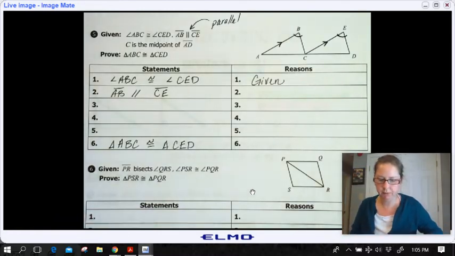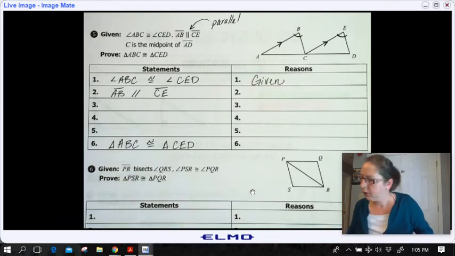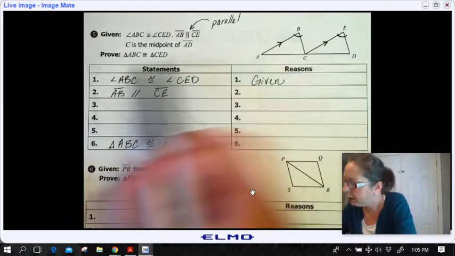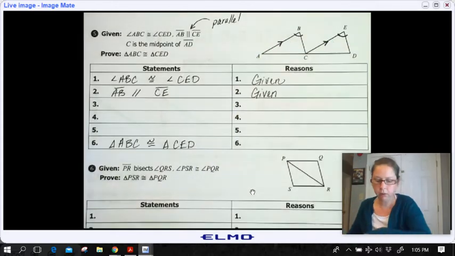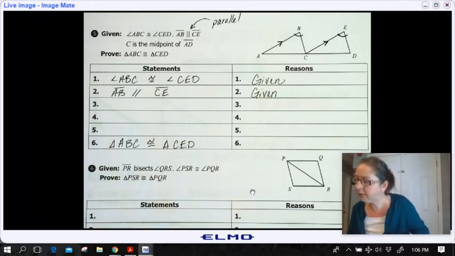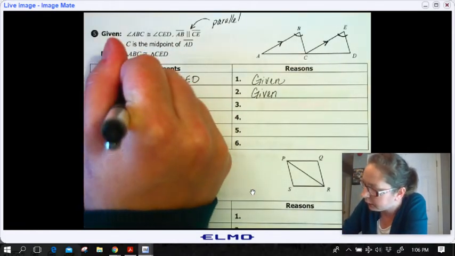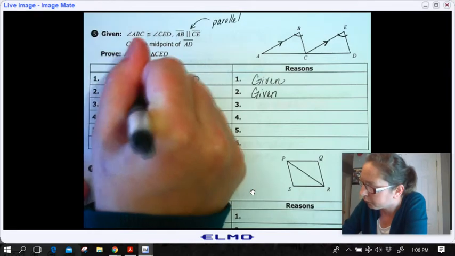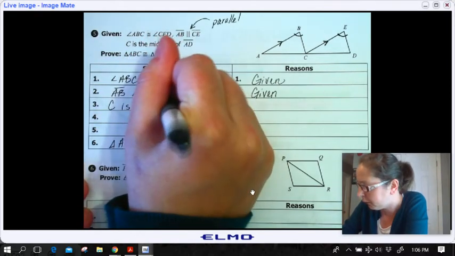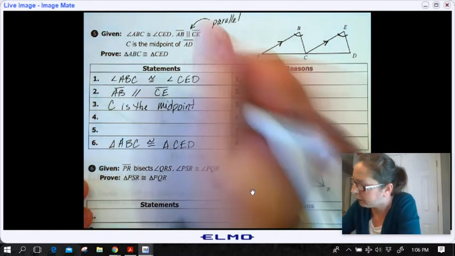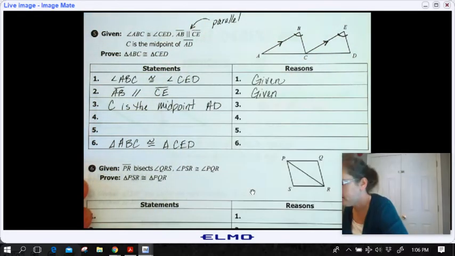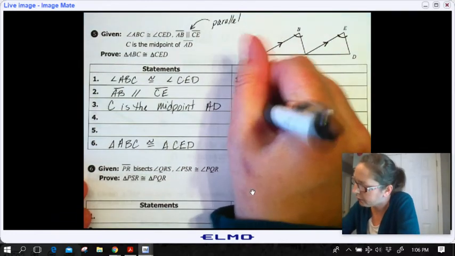I lost myself. I don't know where I am in my notes. Okay. Let's see. So that was given. And then I can also say what is given is that C is the midpoint of AD. And that is also given.